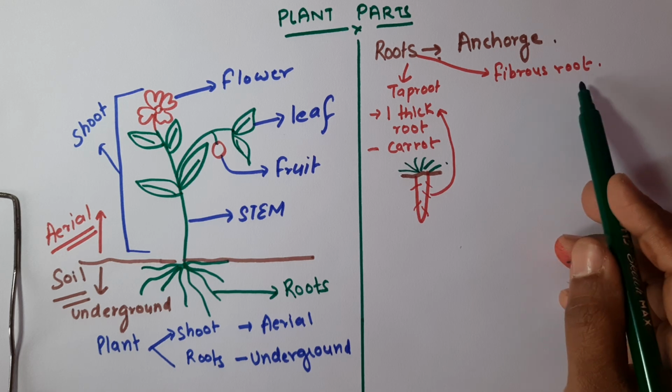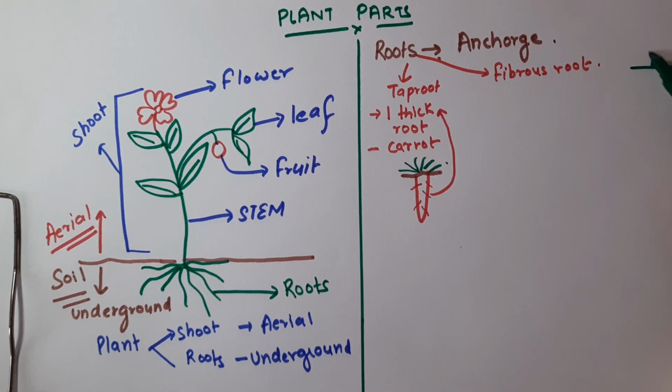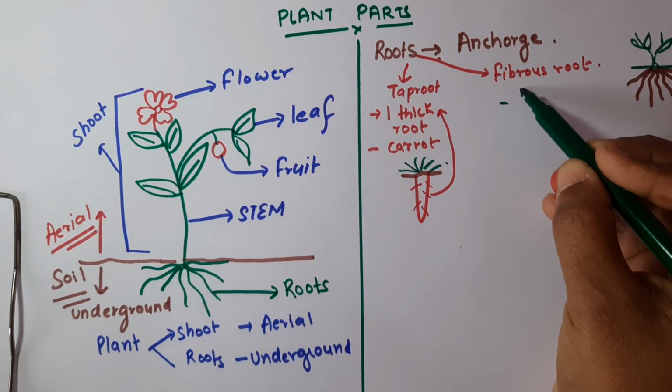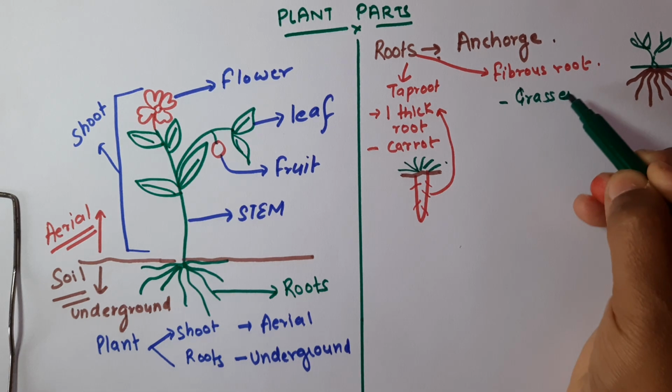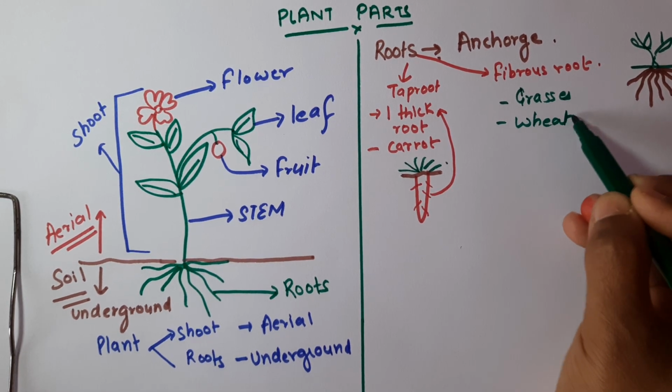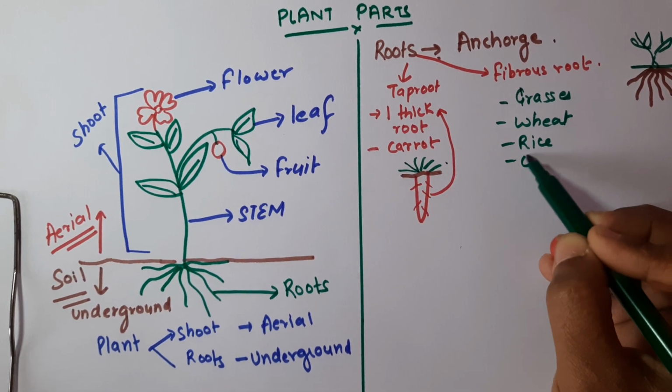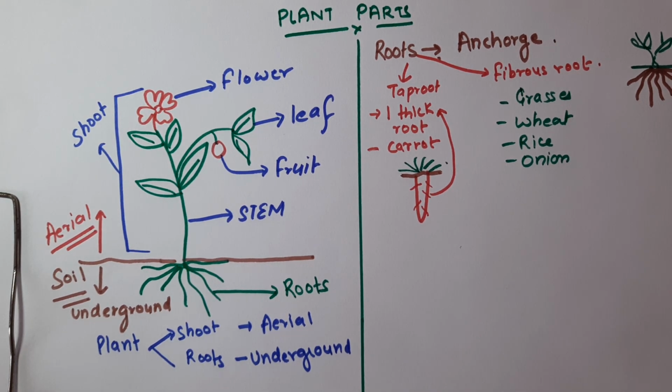Now let's talk about the second type of root. In this type, this is the shoot, above ground, and in the root there is no main root. There are several roots, fibrous like fiber. For example, grasses, wheat, rice or onion all have the fibrous root system. I hope you understand this.